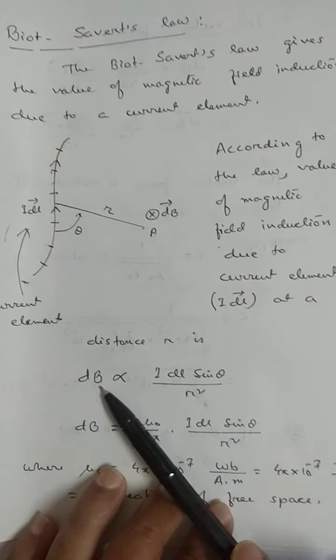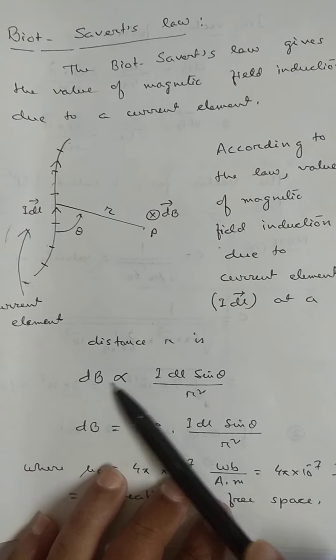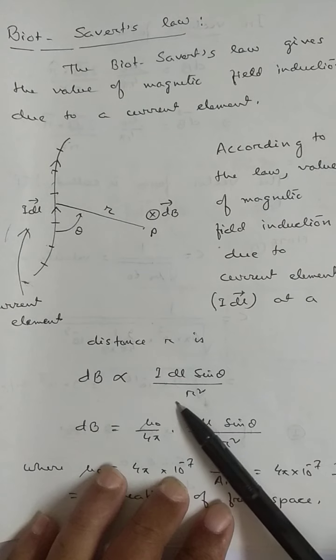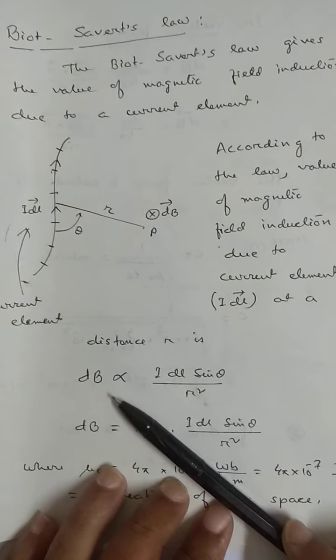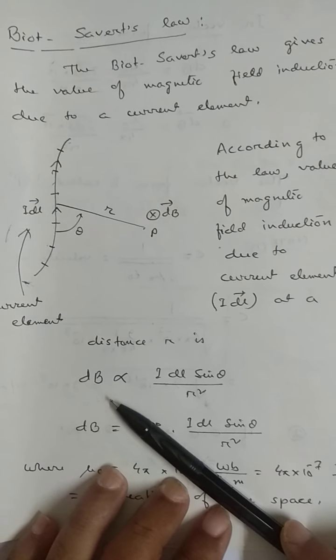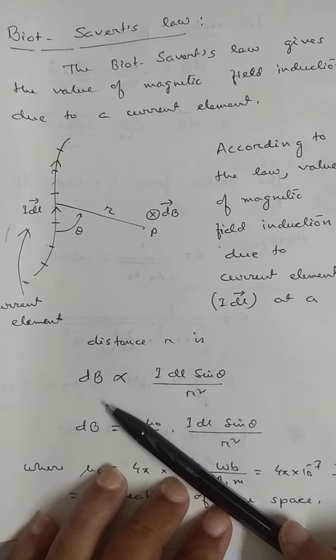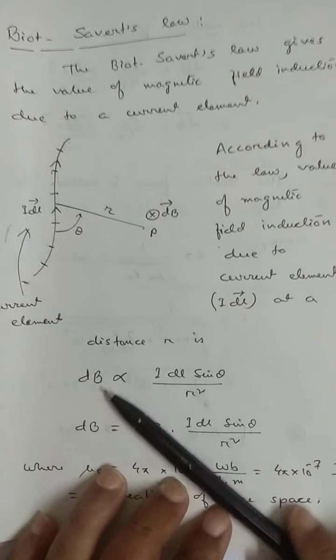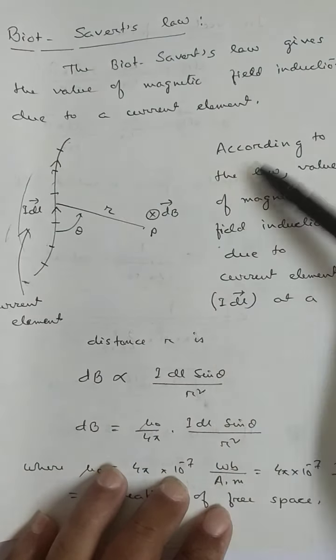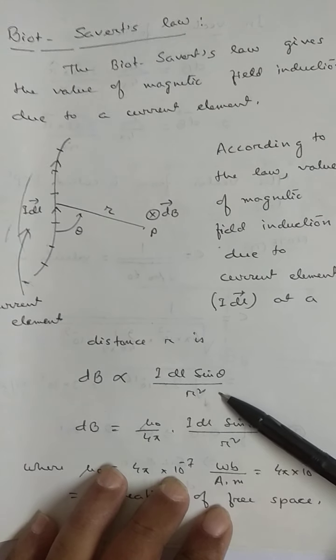And what does the law say? The law says that dB is proportional to IDL sin theta by r square. In the exam, only 1 mark is given to state the Biot-Savart law. The question is, state the Biot-Savart law. 1 mark is given. So you draw this diagram, okay? You write this part and up to this.